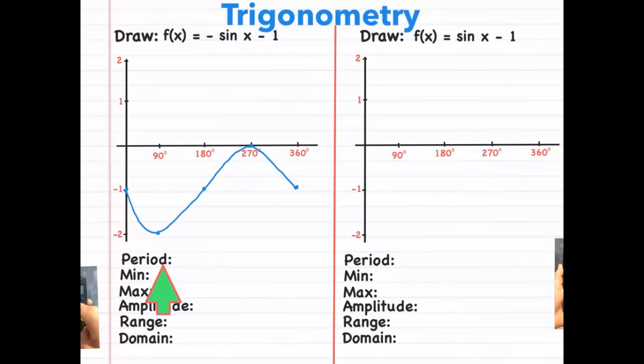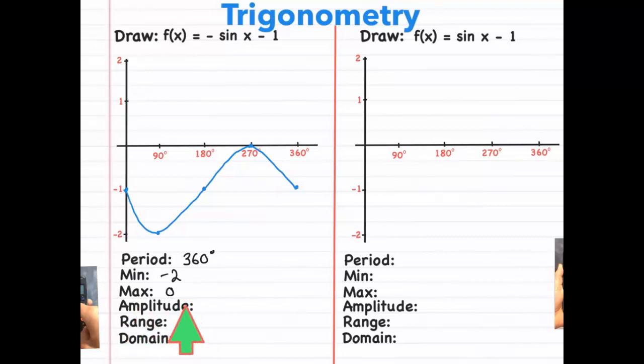What's the period for this graph? Well, our period for a sine function is 360 degrees, so I will simply write here 360 degrees. What is our minimum value? That's the lowest value on our graph, as read on our y-axis. So the lowest point here is minus 2. So let me write that in, minus 2. What is our maximum value? That's the highest point, and the y value is 0, right? Don't forget, as read on our y-axis. So it is 0.